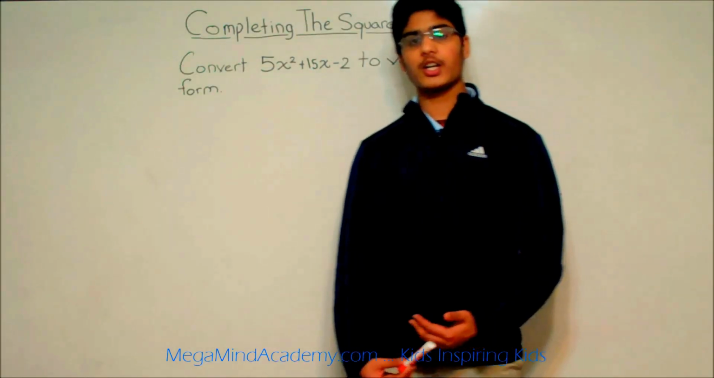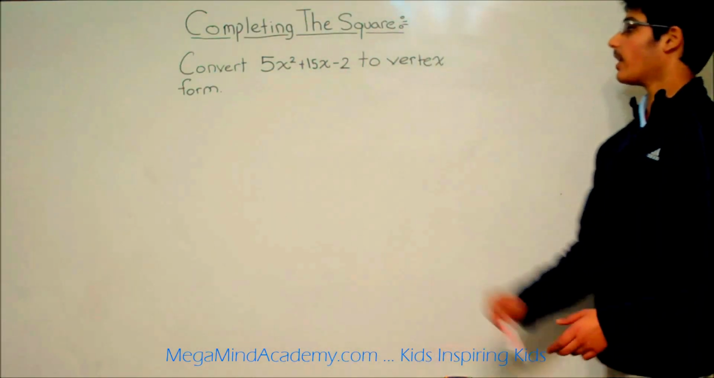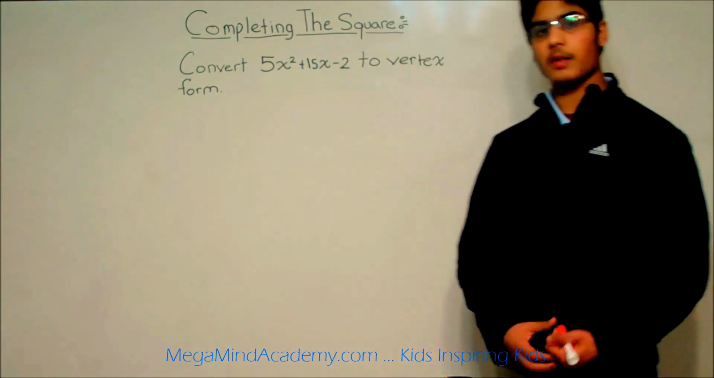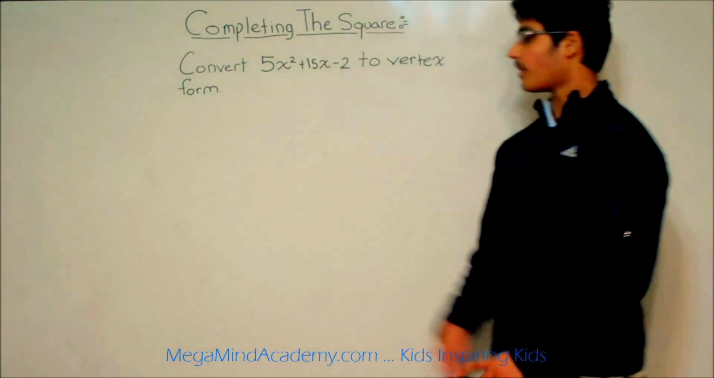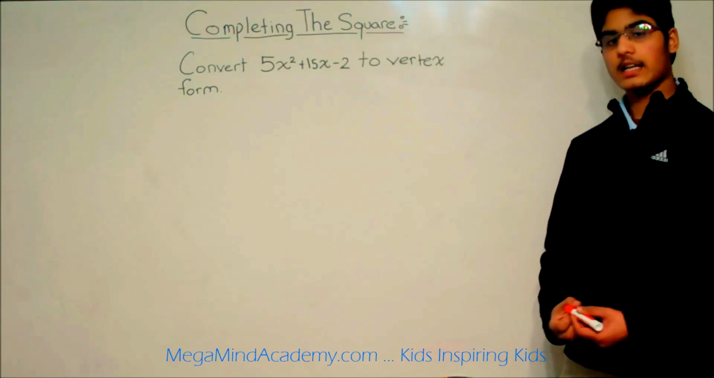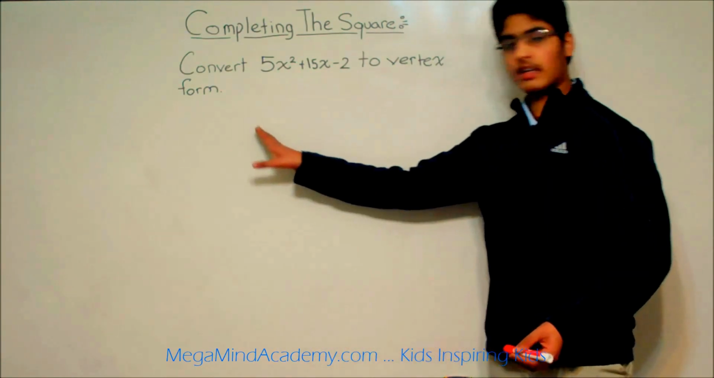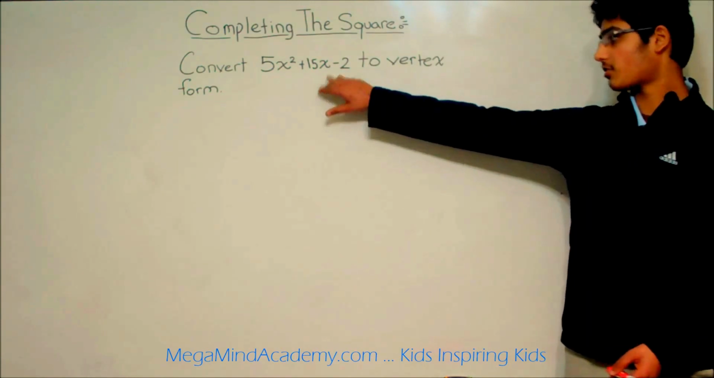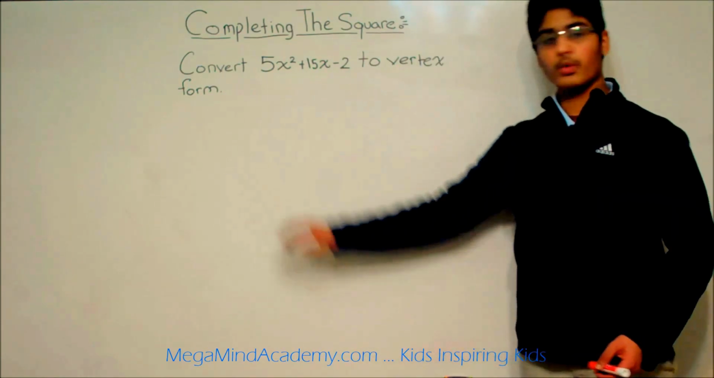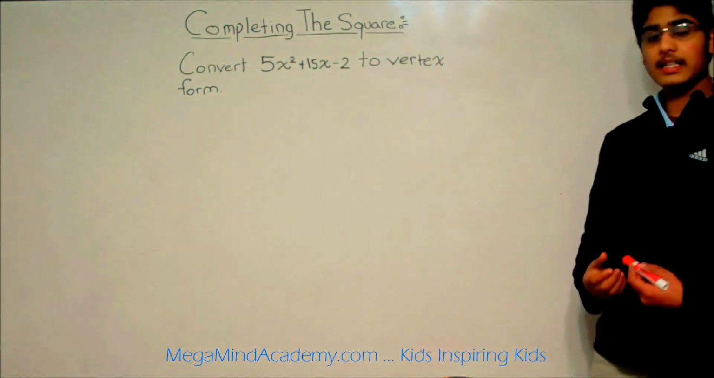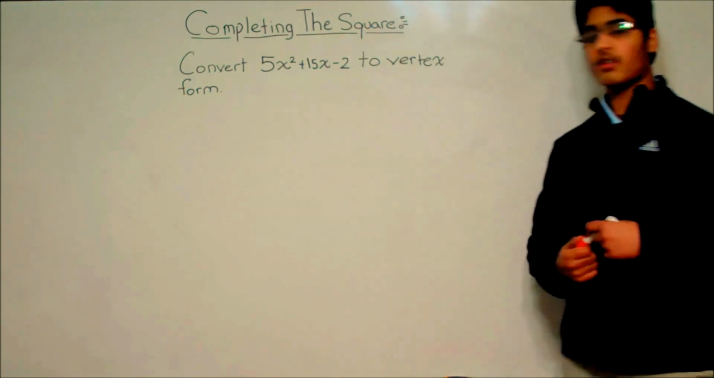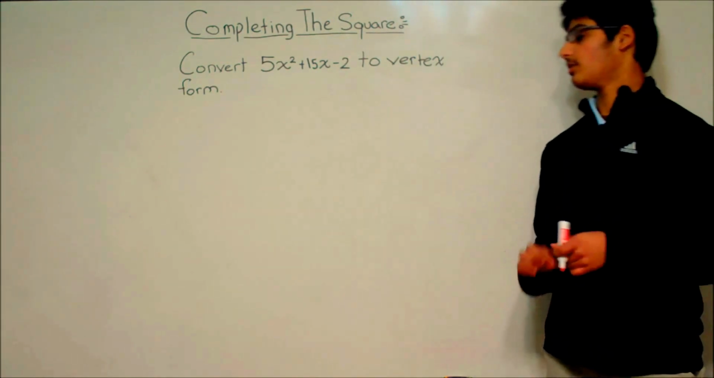Today we're going to learn about completing the square. Let's say we have a problem like this. Convert 5x squared plus 15x minus 2 to vertex form. Now, to convert a quadratic equation from general form to vertex form, we have to use the completing the square method. So now let's rewrite this equation.